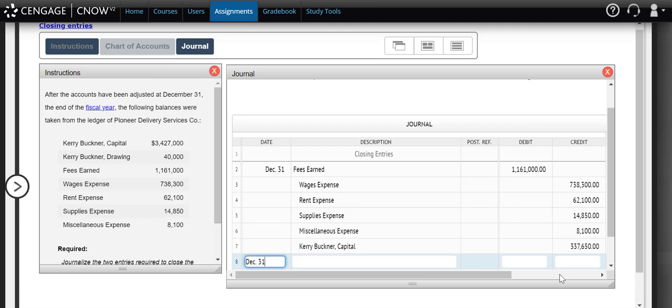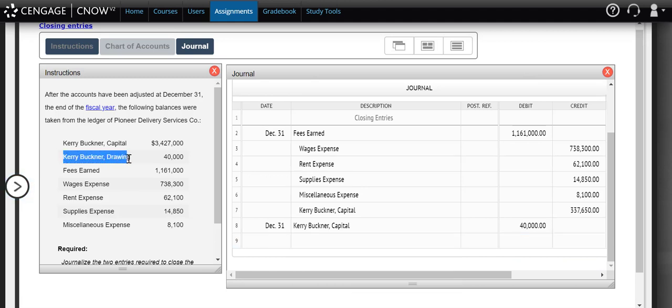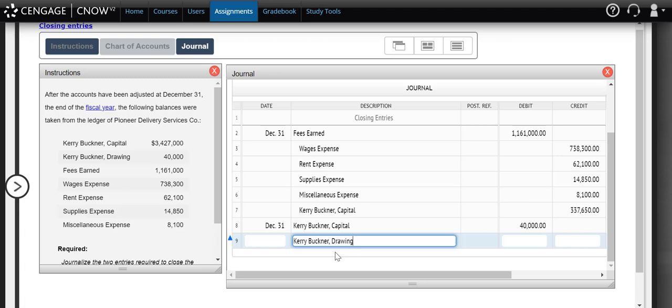We need a second journal entry, and that is to record the closing of the drawing account. Again, think about your statement of owner's equity. The withdrawals that the owner has taken during the period of time reduce the value of our owner's capital. Our capital account increases with a credit, so that means it decreases with a debit. And again, we're decreasing it by the withdrawal value. We're not doing anything with that $3.4 million. And we need to close her drawing account. The drawing account, just like your expense accounts, normally has a debit balance. So if we want to close the drawing account, we need to credit it.